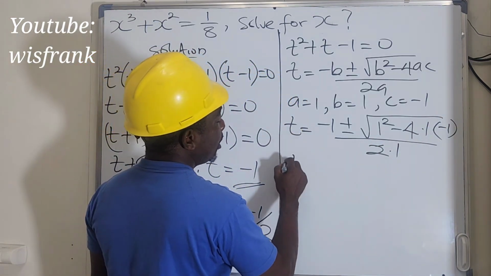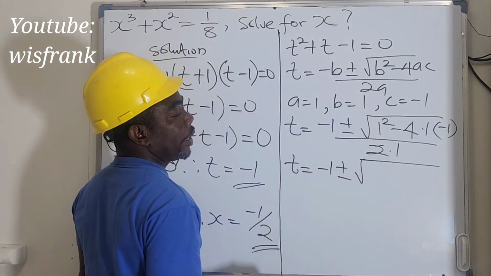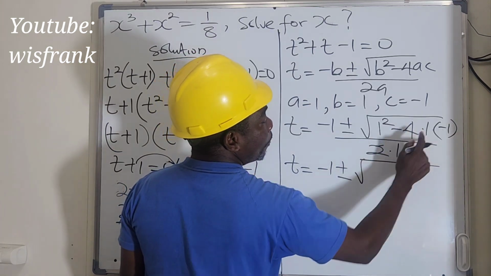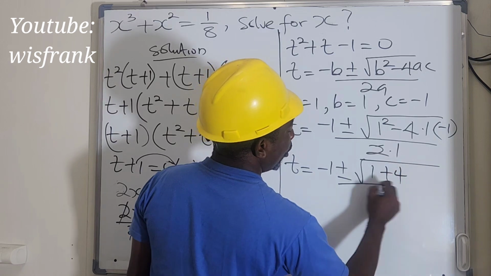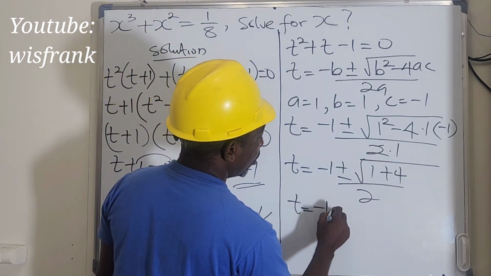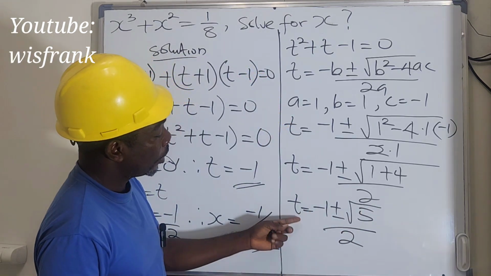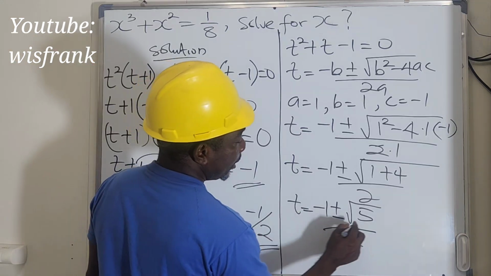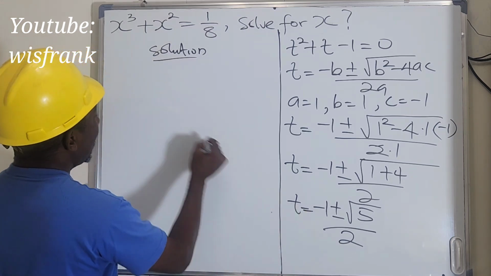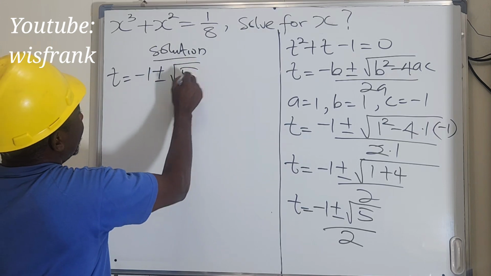So here will become t equals to minus 1 plus or minus square root of 1 squared is 1. Then we have 4 times minus 1, which is going to be plus 4. So we have 1 plus 4 all over 2. 2 times 1 is 2. So here will become t equals to minus 1 plus or minus square root of 5 all over 2. So in this case, we have the true value of t.